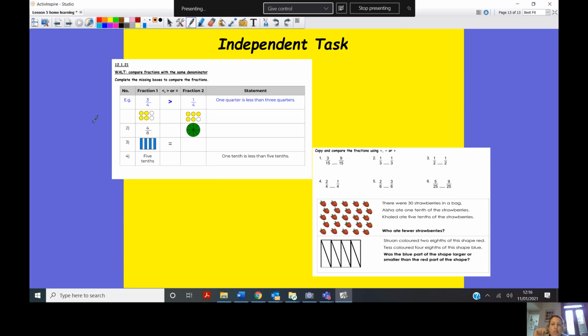Then you've got some word problems. There's also a challenge which will be on your home learning sheet. As I say, the challenge is not compulsory.